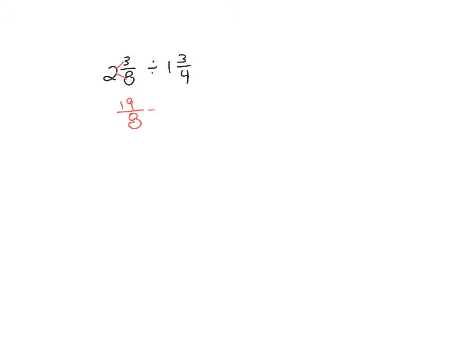The second one is 1 3/4. I'm going to change that. 4 times 1 is 4, plus 3 is 7, so I get 7/4. So all I did is change both of those from mixed number form into improper fraction form. Now I still have a division problem, which I am going to change into a multiplication problem. So I have 19/8 times, I'm going to take the reciprocal of 7/4, and I am going to get 4/7.